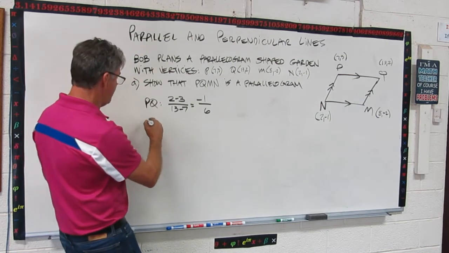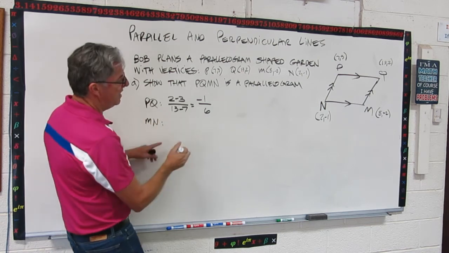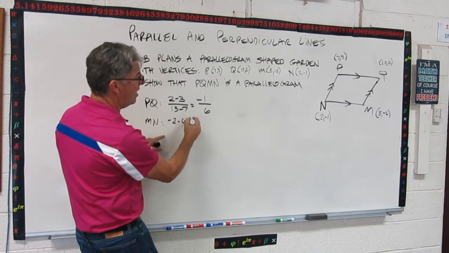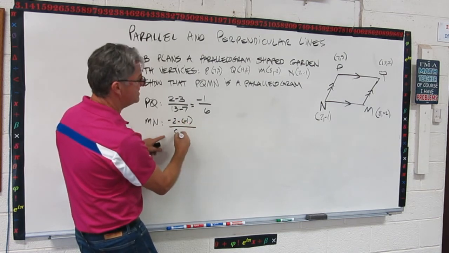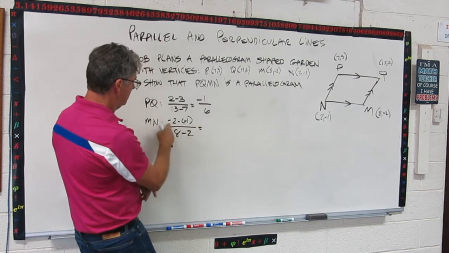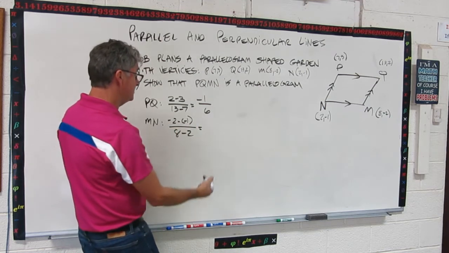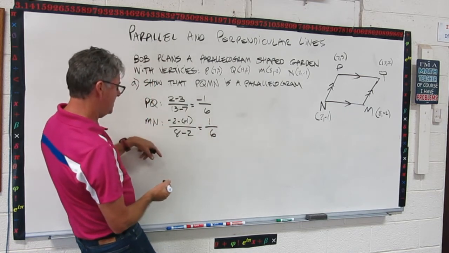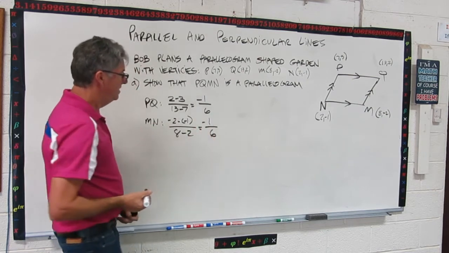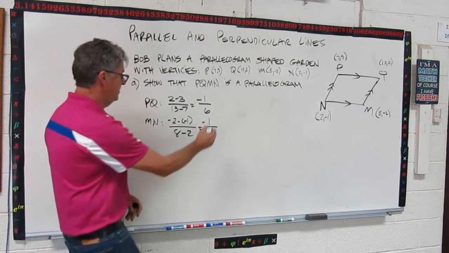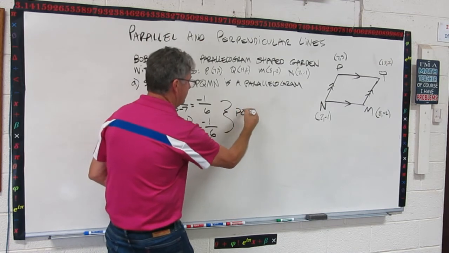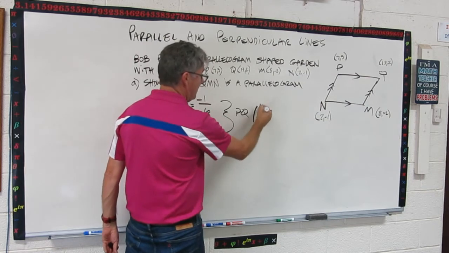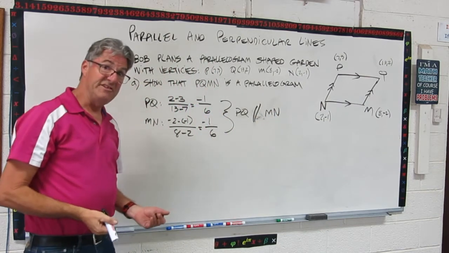Now let's try MN. I'm going to use the far one as my second point. So that's (-2 minus -1) over (8 minus 2). So -2 minus -1 is -2 plus 1, so that's -1 over 6. And I do have a negative in here, right? Yeah, that's -1/6. Okay, so this tells us that PQ is parallel to MN. Are we finished?